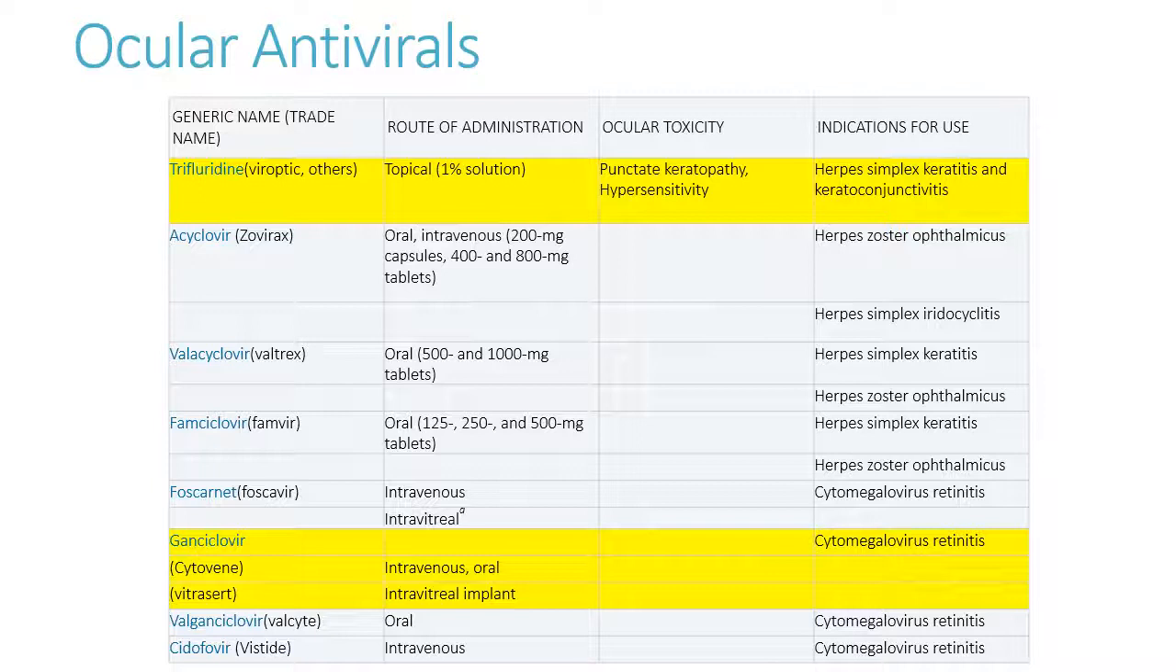So two drugs, the one called trifluridine, and then another one called ganciclovir. Ganciclovir you will see used systemically for things like CMV, or cytomegalovirus. You see it used a lot in immunocompromised patients, but here we have a specific case of how we're going to use it within the eye.